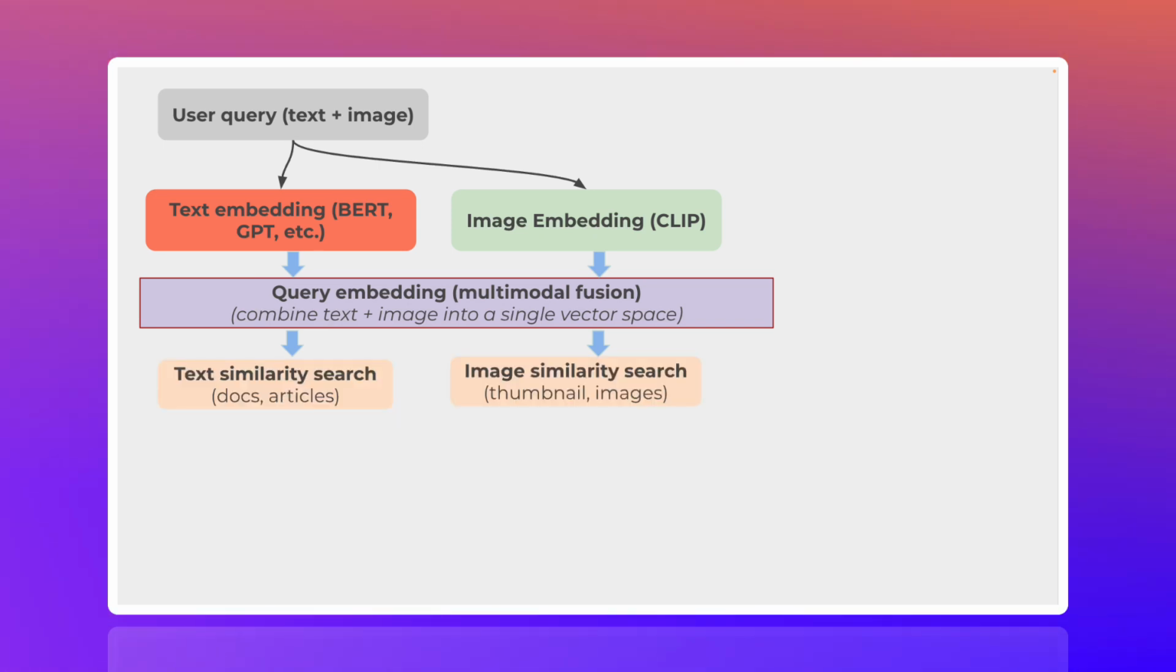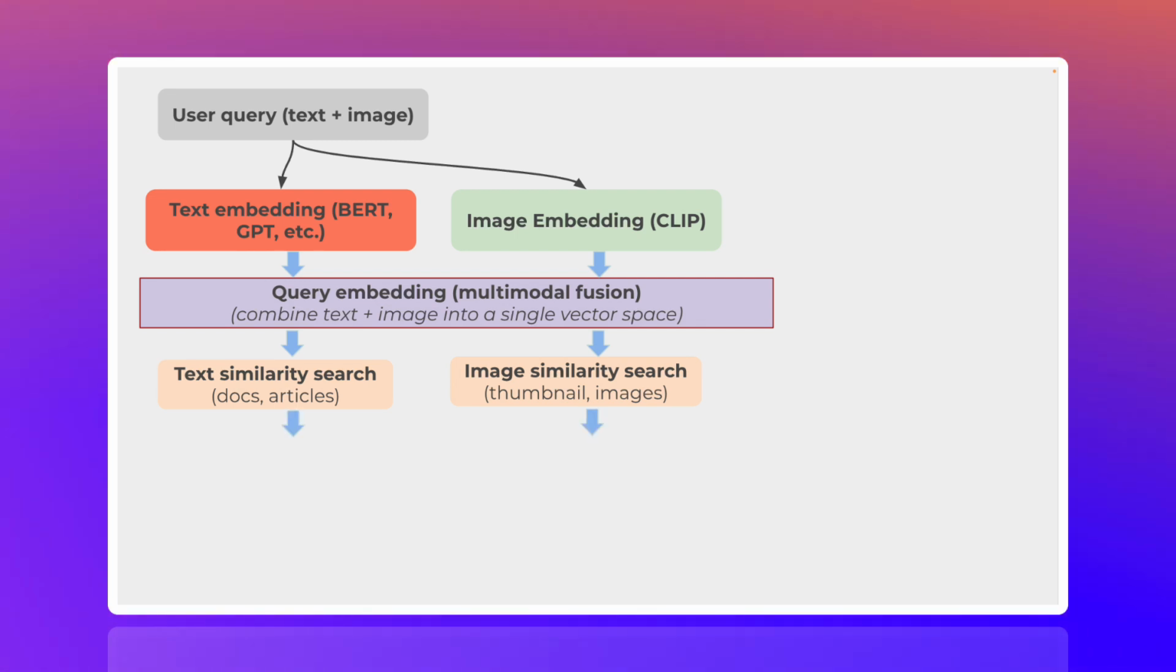So on the text side of things, we do the text similarity search to get documents, articles, and so forth. And then on the image embedding side of things, it's now used to perform similarity search across a database of images. In this case, we could have medical images, product photos, thumbnails, etc. And the next step is retrieve data.